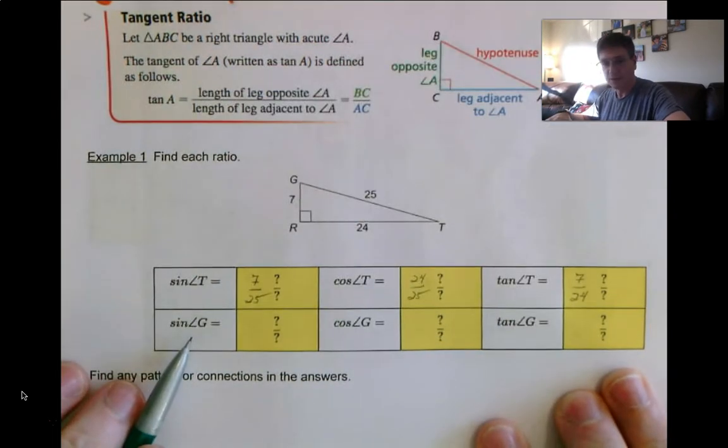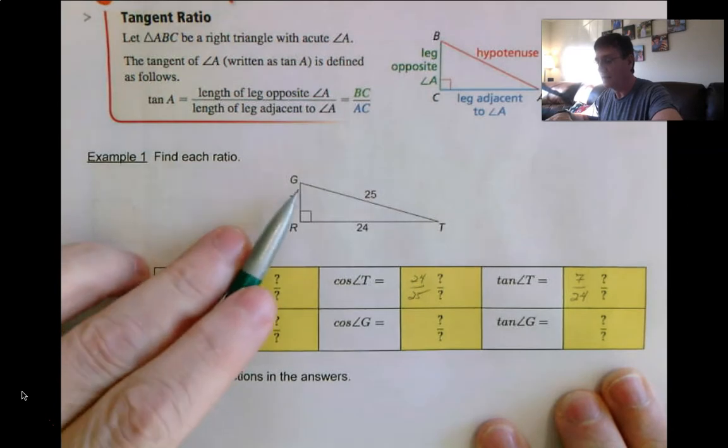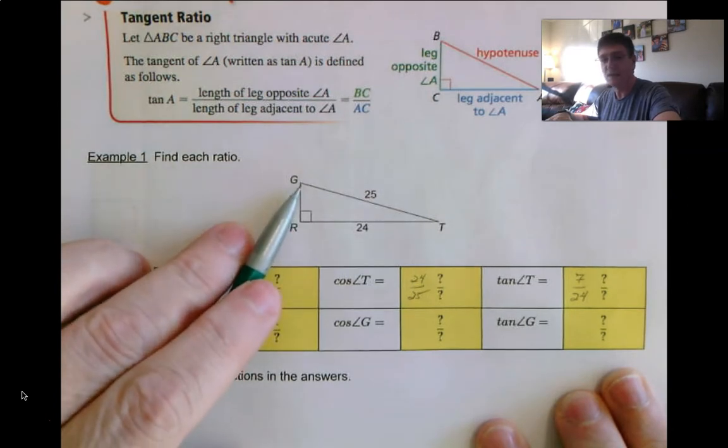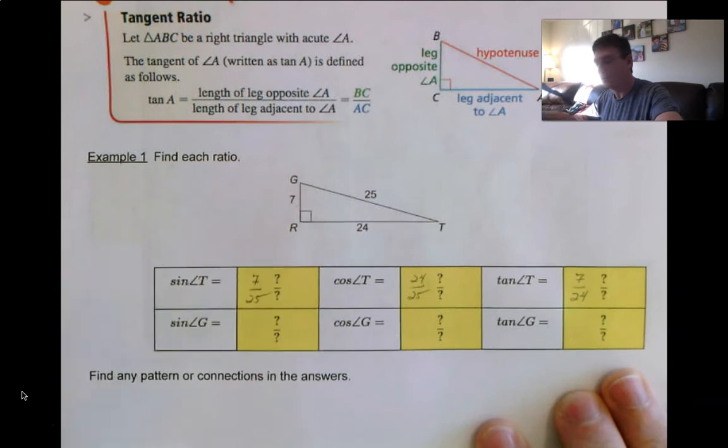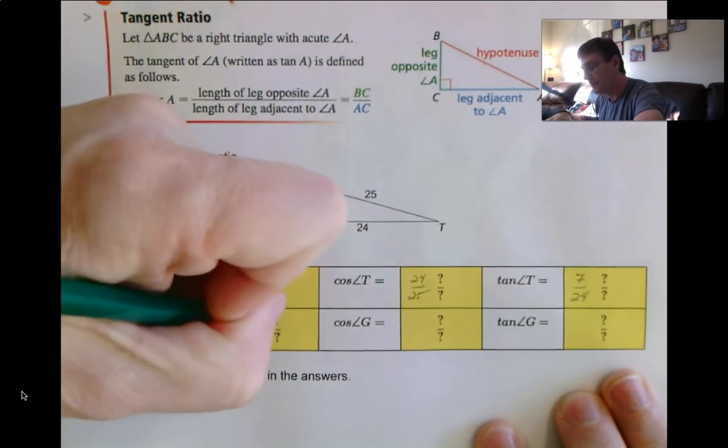Moving to a different location. Sine of angle G. Now we're here. Sine of angle G. Sine, SOH. Sine is opposite over hypotenuse. Opposite is 24. Over the hypotenuse is 25.